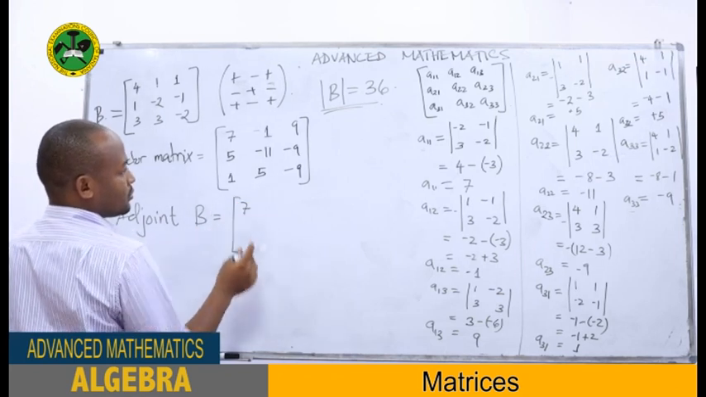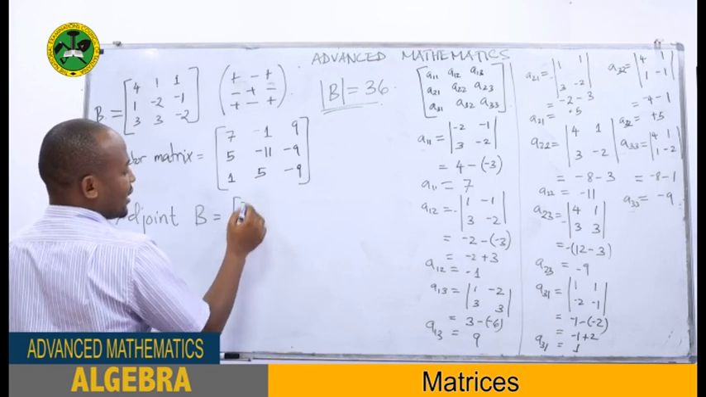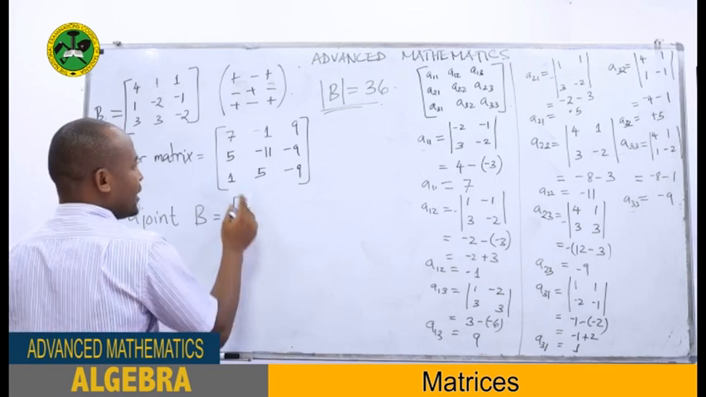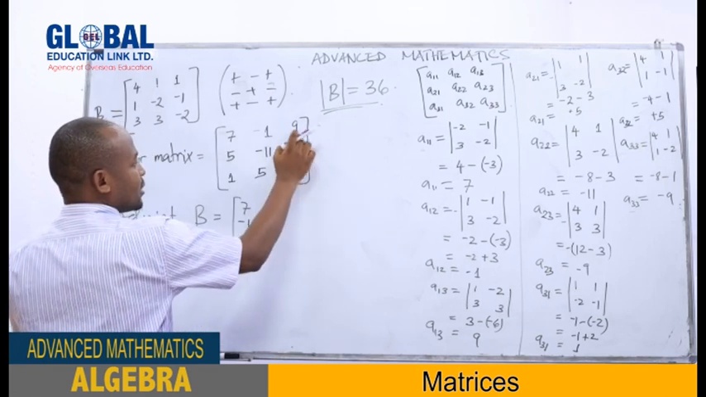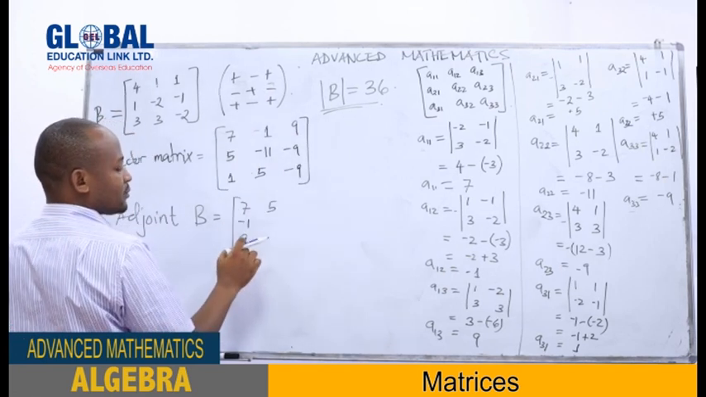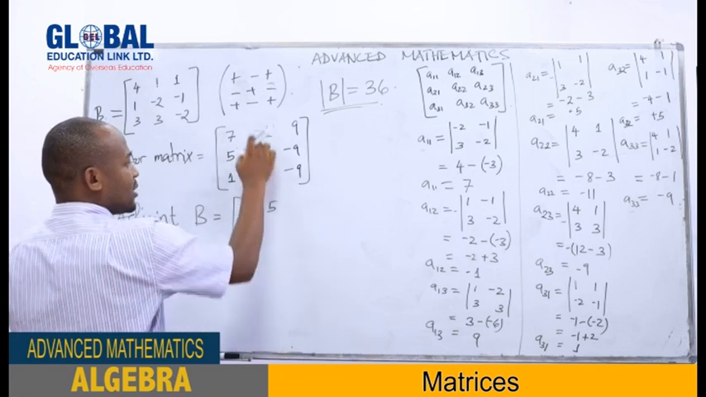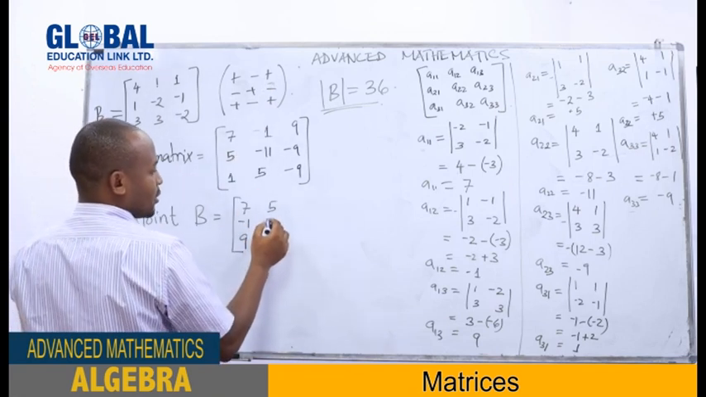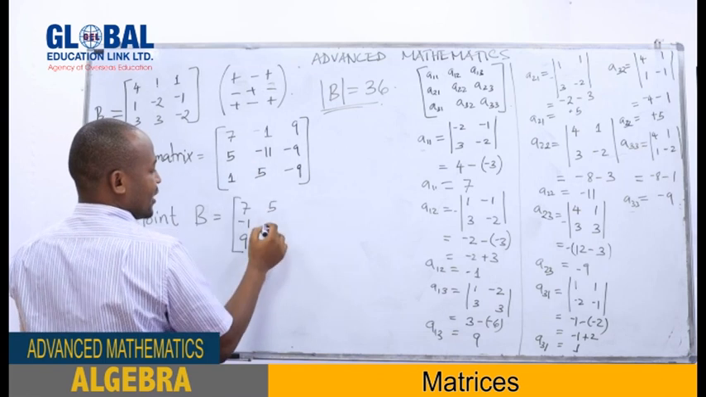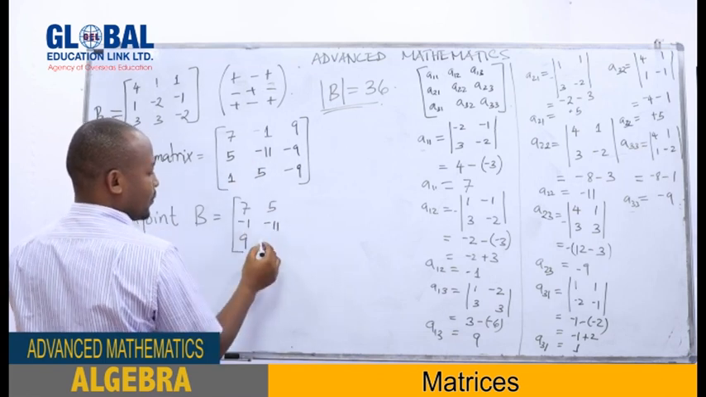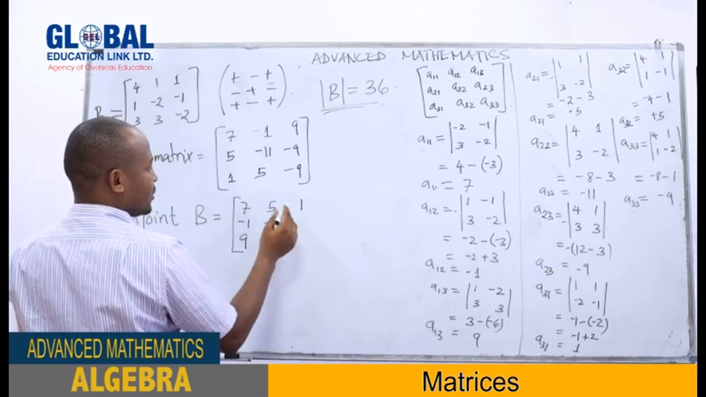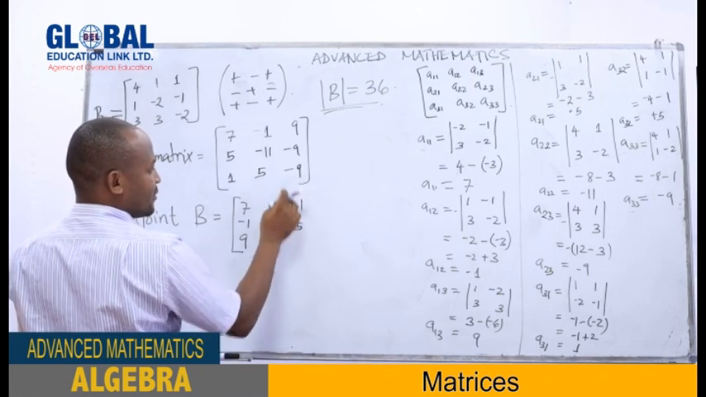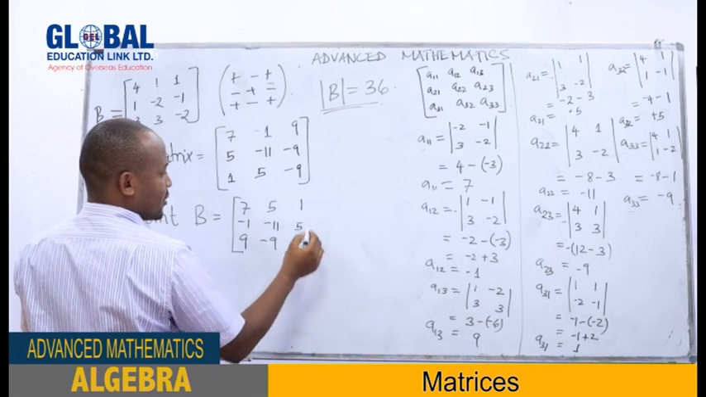7, -1, 9, 5. That means this row has become the column, and then this one will become that column, -11, -9, and this will be there 1, 5, and this will be negative.